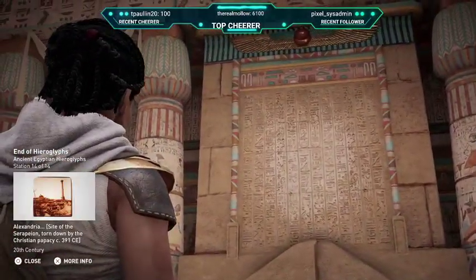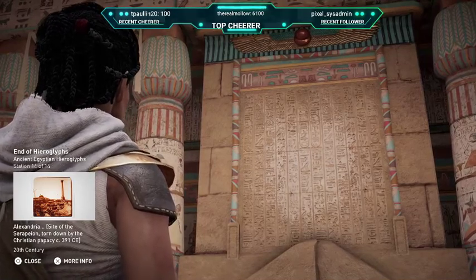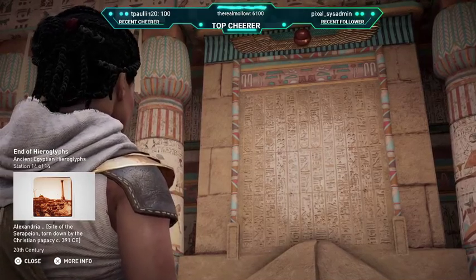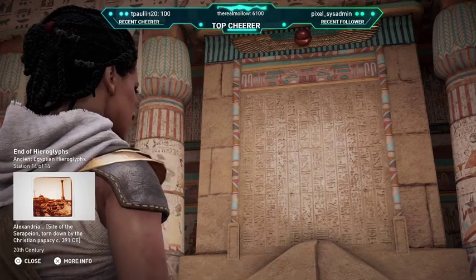Christianity ended pharaonic culture and resulted in the destruction of its pagan monuments. This also marked the end of hieroglyphic writing and understanding.